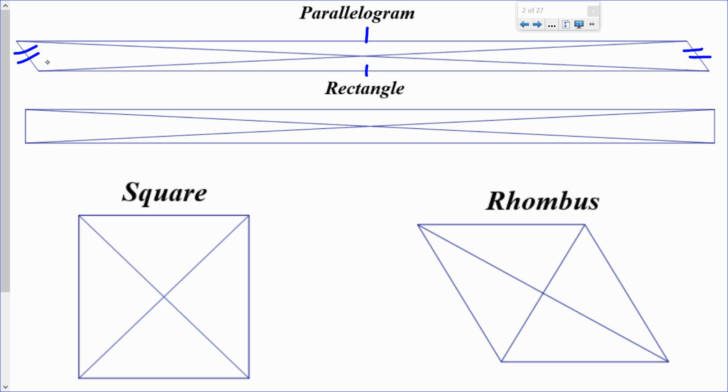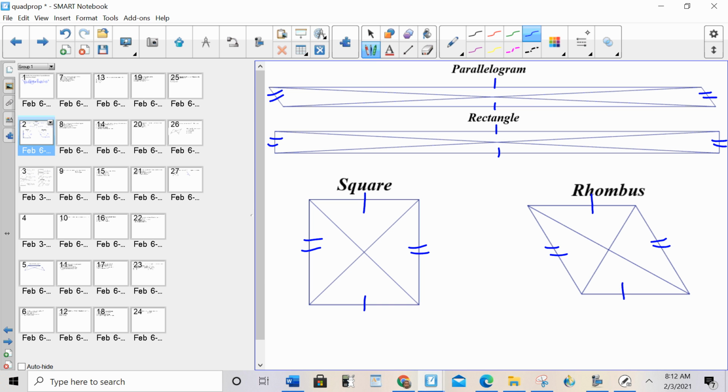Is that the case for a rectangle? Yes. In a rectangle, the opposite sides are congruent. Is that the case for a square? Yes. In the square, the opposite sides are congruent. Is that the case for the rhombus? Yes. In a rhombus, the opposite sides are congruent. So one of the properties of a parallelogram is that two pairs of opposite sides are congruent, and that's the case for all of them.